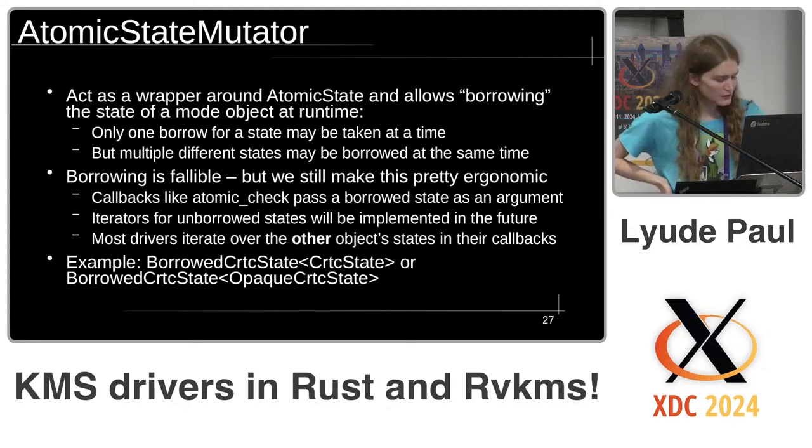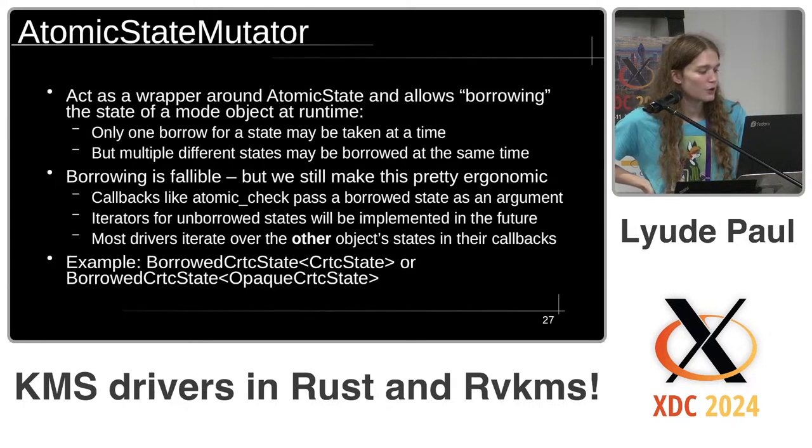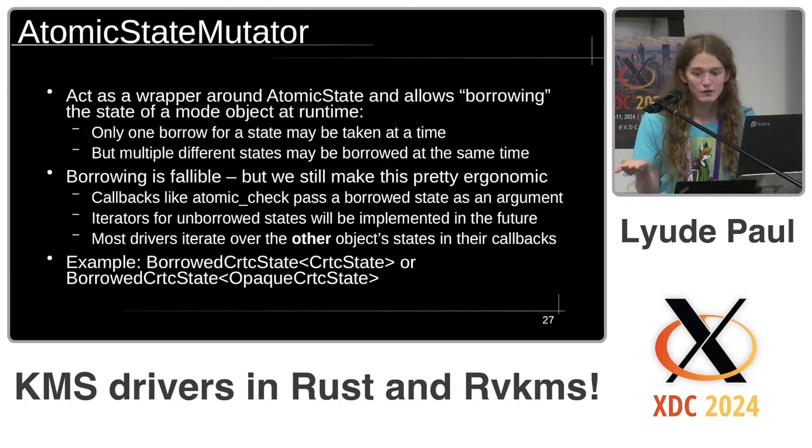So the types that we use for this are borrowed CRTC state, borrowed plane state, and so forth. And these have the same sort of separation where they can be used with fully typed states or they can be used with opaque states.